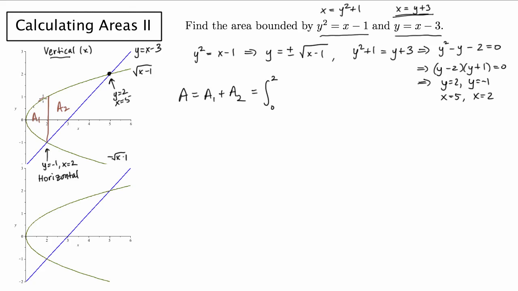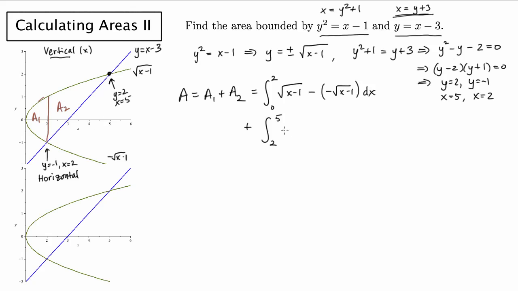The function on top for area 1 is the positive square root, and the function on bottom is the negative square root. So it's top minus the bottom. So this tells us area 1, plus if I now look at area 2, it starts at x equal to 2 and finishes over here at x equal to 5. So it ranges from 2 to 5.